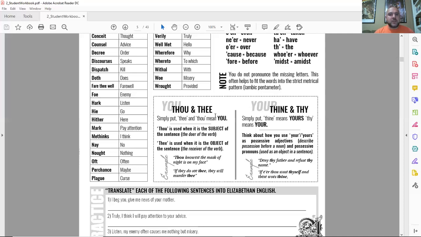And the other, if they do see thee, they will murder thee. That's saying you when it's the object. So that's Juliet actually talking to Romeo in that part. And she's saying, if they see you, they'll kill you. And in that case, the guards around her house, they're the subject. They're the ones doing the action. Romeo, who she's talking to, isn't the one doing the killing. He would be the one getting the killing. He's the object, so we'd use thee there instead of thou.